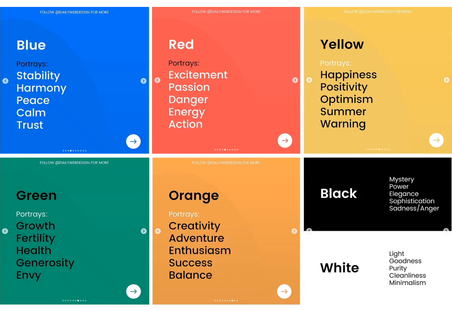For example, here black. I actually like black and white for interfaces personally. Black shows mystery, power, elegance, or sadness, anger. White shows light, goodness, purity, cleanliness, and one I love, minimalism. You can pause the video and read the others: red, green, blue, yellow, and orange.